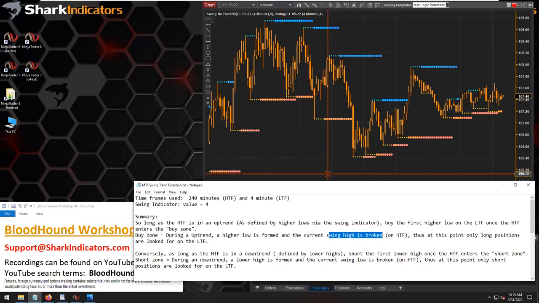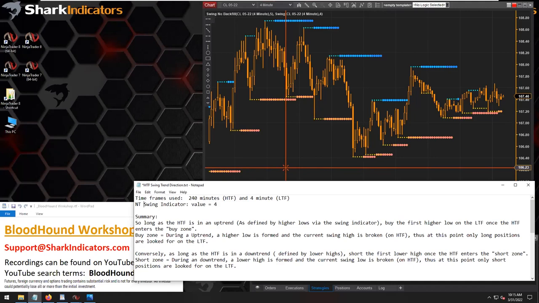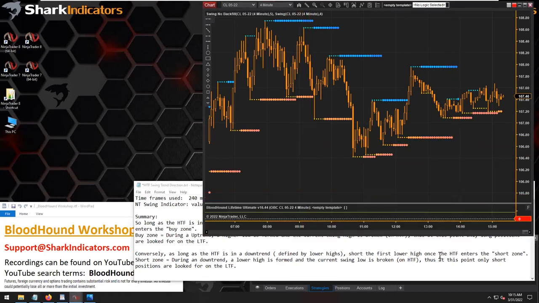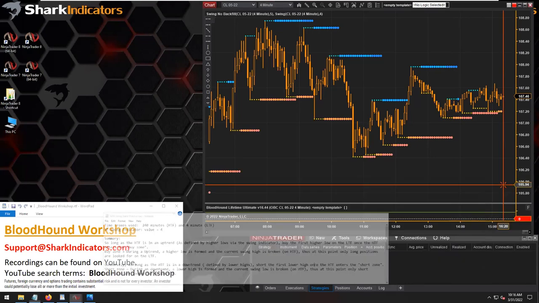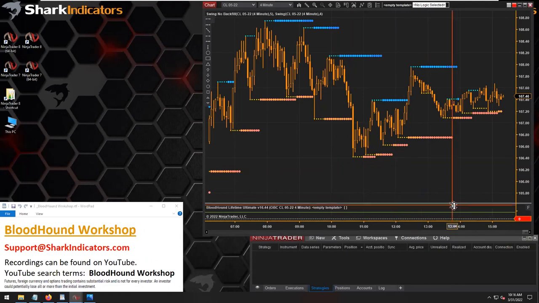It's not that complicated. The complicated part is understanding the swing indicator here, and again, this is Ninja's swing indicator, so maybe I should just put NT swing indicator. I have two indicators on my chart to help explain the complications with the swing indicator.